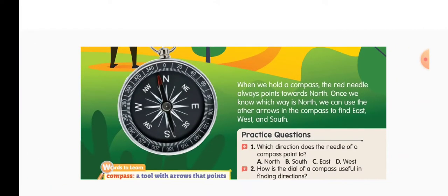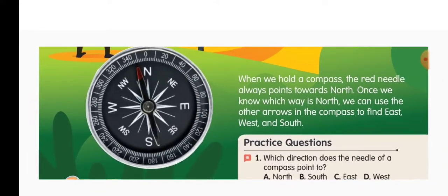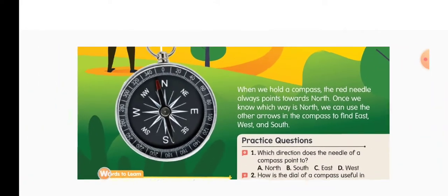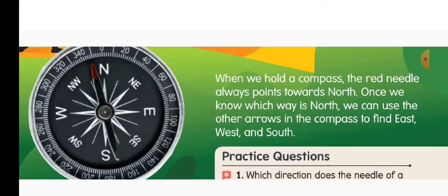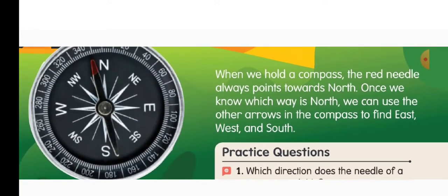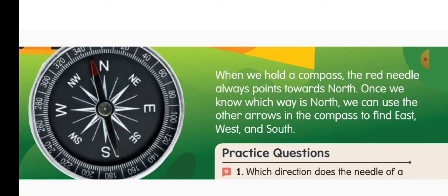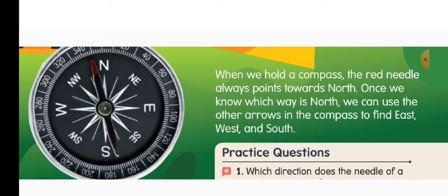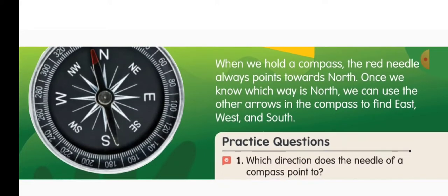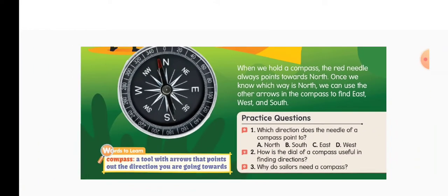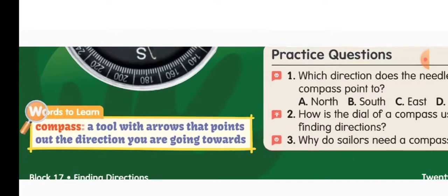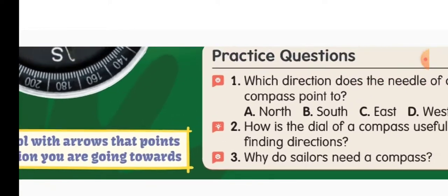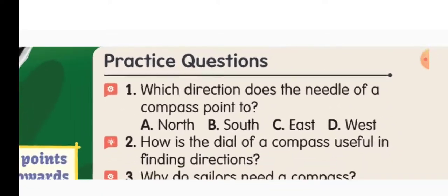So he has the compass with him, showing all the directions, especially the north direction, which is shown by the red needle. When we hold a compass, the red needle always points towards north. Remember, if you hold the magnetic compass in your hand, wherever the red needle is pointing, that is the north direction. Remember that. We can use the other arrows in the compass to find east, west, and south. Now, words to learn. Compass: a tool with arrows that points out the direction you are going towards. Let us answer the practice questions.